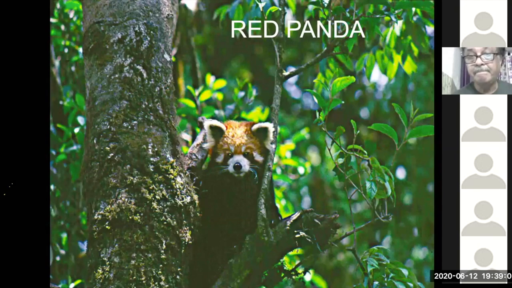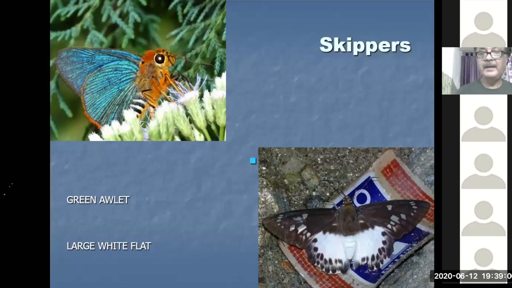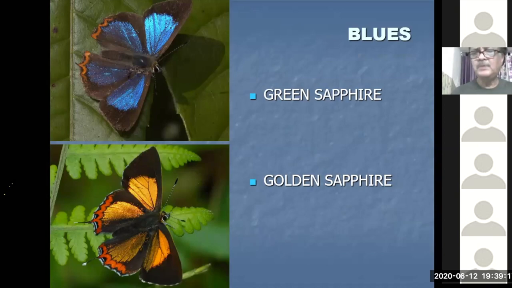There you also have skippers and butterflies here. You can see the green awlet, a very, very beautiful, handsome butterfly. And those flats are getting bigger and bigger as you come down. And then you have the sapphires. You can see the colors of the sapphires. My God, the blues are so beautiful.